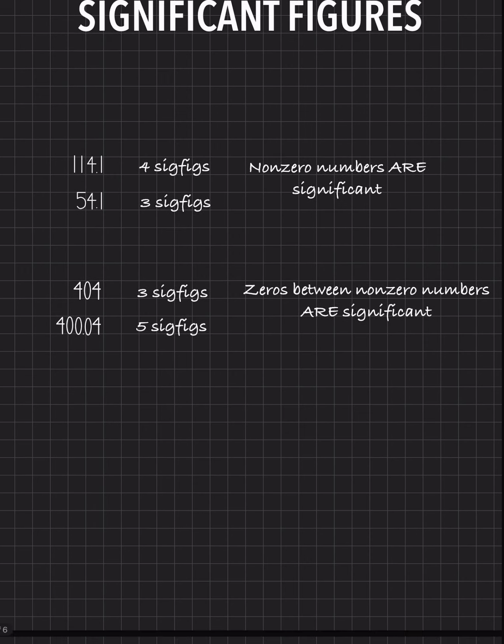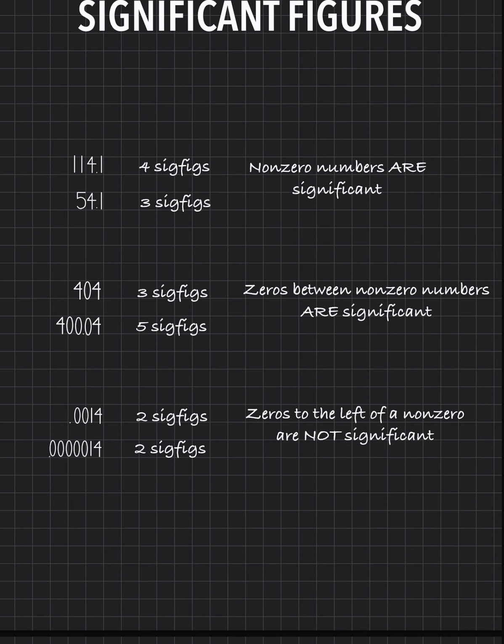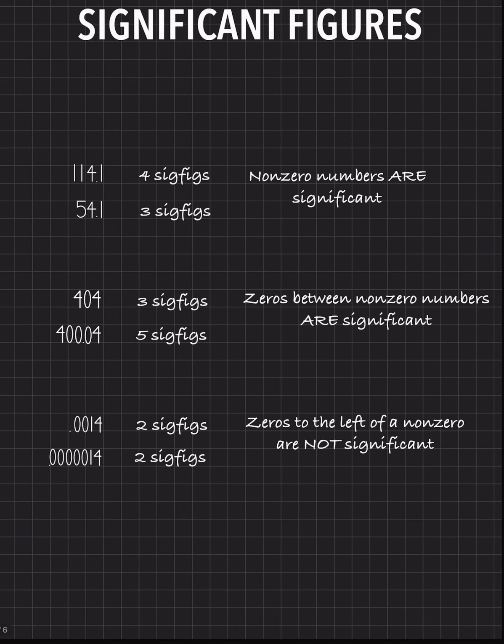Okay, what if I give you this number? Are those zeros significant? They're not sandwiched between. So zeros to the left would not be significant. So those would be 2 sig figs. So zeros to the left of a non-zero are not significant.